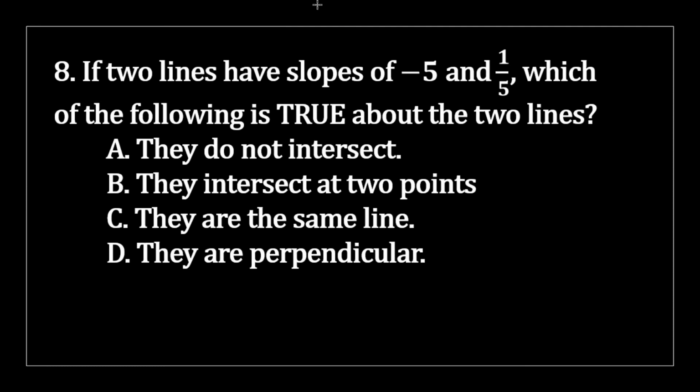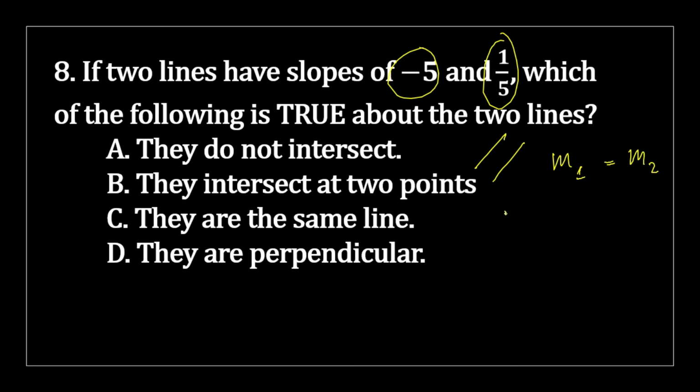Number 8. If two lines have slopes of negative 5 and 1/5, which of the following is true about the two lines? In this kind of question, it's nice to have our understanding about perpendicular and parallel lines. When lines are parallel, they will never meet because they have the same slope, meaning the slope of the first line and the slope of the second line are equal. So they would not meet because they have the same slope.